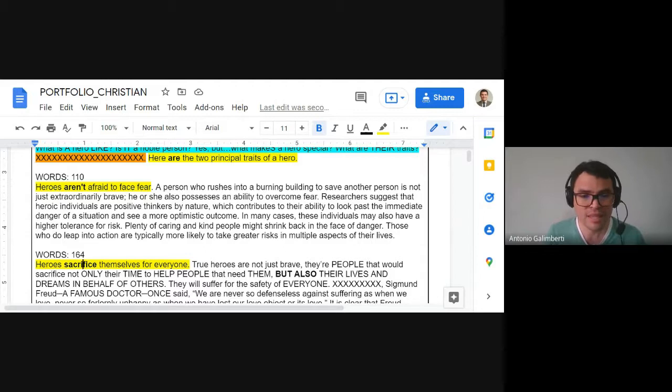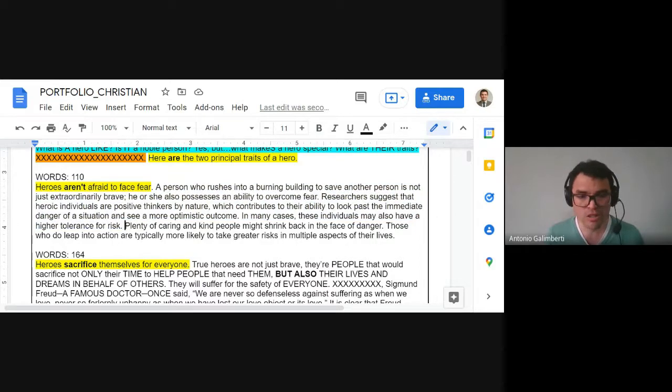Then it says a person who rushes into a burning building to save another person is not just extraordinarily brave. He or she also possesses an ability to overcome fear. Researchers suggest that heroic individuals are positive thinkers by nature, which contributes to their ability to look past the immediate danger of a situation and see a more optimistic outcome. In many cases, these individuals may also have high tolerance for risk. Very good. So all of this information is about not being afraid to face fear.